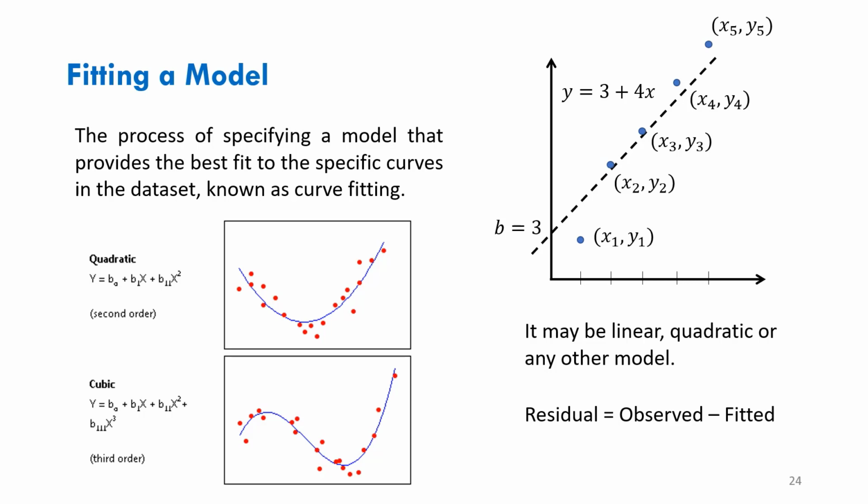If we consider that the equation of a straight line is the best fit for our model, we can get the predicted values in between. For example, y equals 3 plus 4x. Here 4 represents the slope and 3 represents the y-intercept. If all these data points are on this line or curve, then we say that our observed value is equal to the fitted value. But if there are data points different from the fitted value, the difference is called the residual.